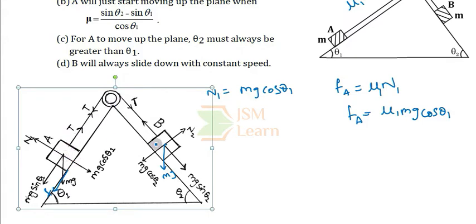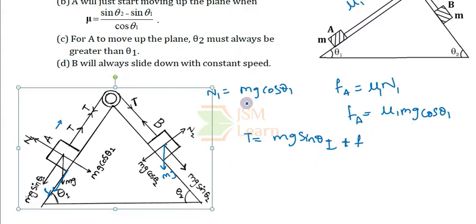On block A, the forces acting are the tension force, directed upwards, which tries to move the block upward, and mg sin theta 1 and the frictional force, acting downwards to oppose the motion. So block A will just start moving when this upward force equals the sum of the two downward forces. That is, block A will just start its motion whenever the tension in the string is greater than or equal to mg sin theta 1 plus F. Here F is the frictional force acting on block A, which we already found.